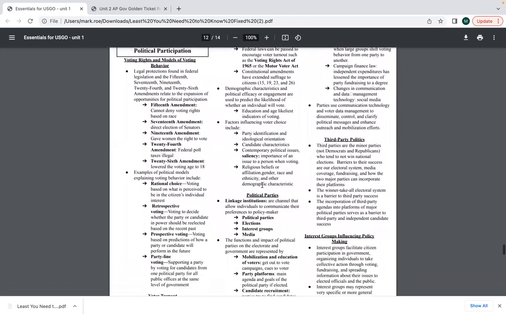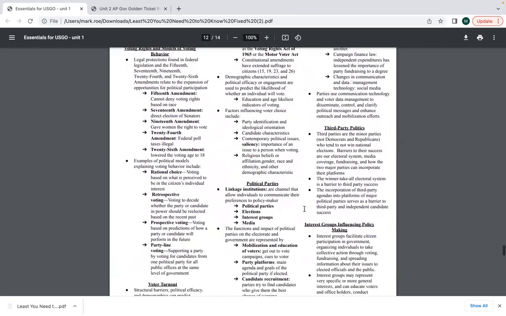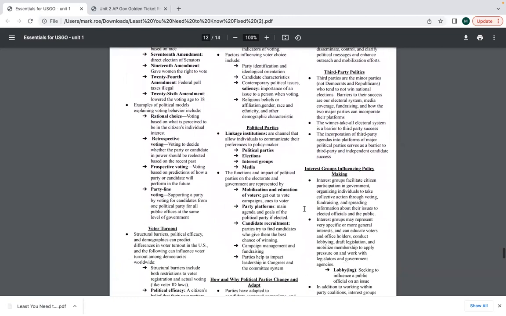Reasons for why people vote, or how they choose to vote, a lot of it has to do with party identification. That's a big one. And if you have strong beliefs about religion, gender, race relations, or other things, those individuals tend to have a higher voting turnout, and that affects their voting choice as well.